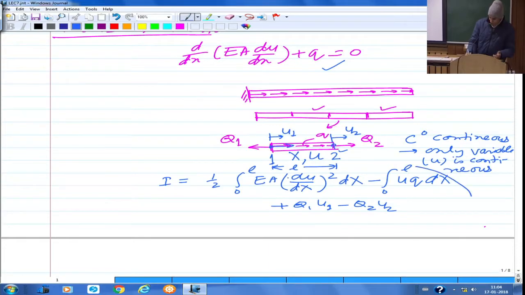Continuous across elements, and this we do, these are nothing but basically primary variables. In this case, this is a primary variable.